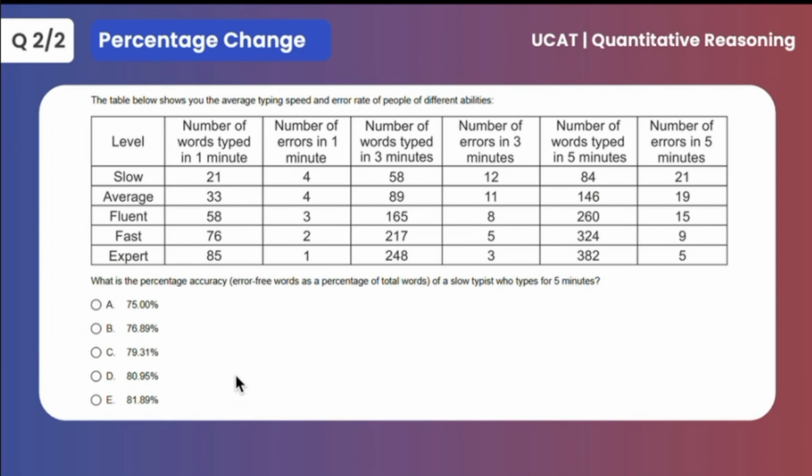Okay, let's do the next one. The table below shows the average typing speed and error rate of people of different abilities. So we've got level, and then on the X columns, we've got number of words typed in 1 minute, number of errors in 1 minute, number of words typed in 3 minutes, number of errors in 3 minutes, and so forth. What is the percentage accuracy, error-free words as a percentage of total words, of a slow typist who types in 5 minutes? So I'll put a poll up for this one.